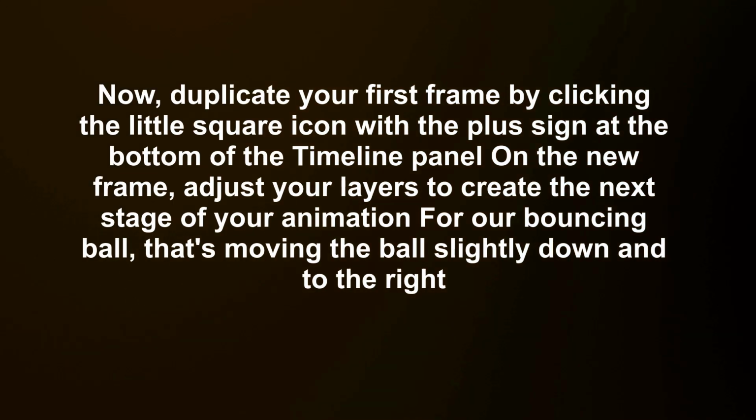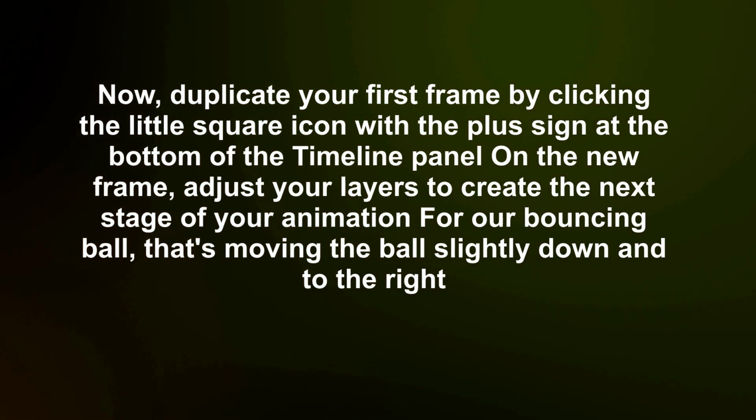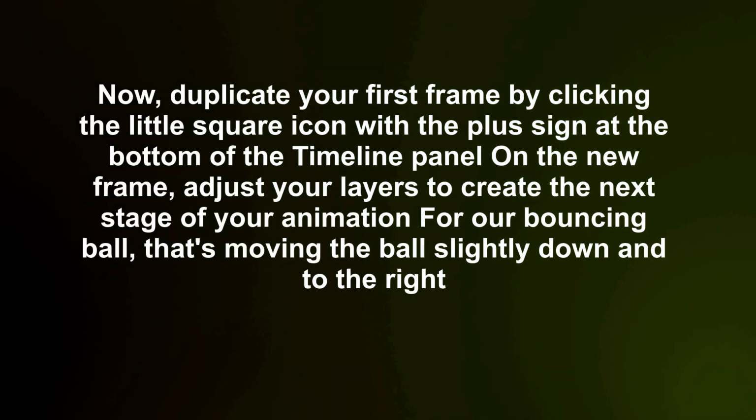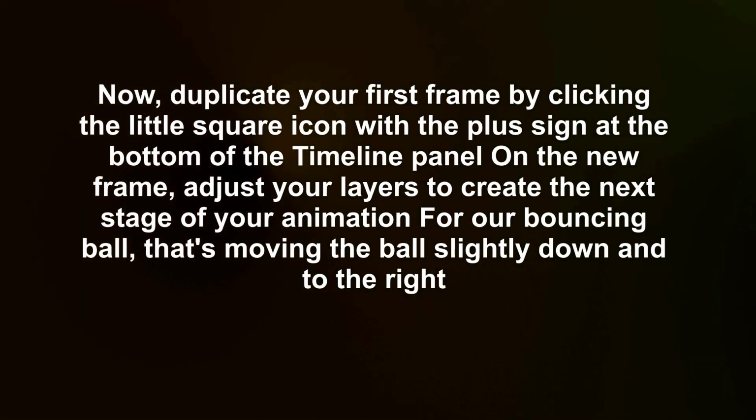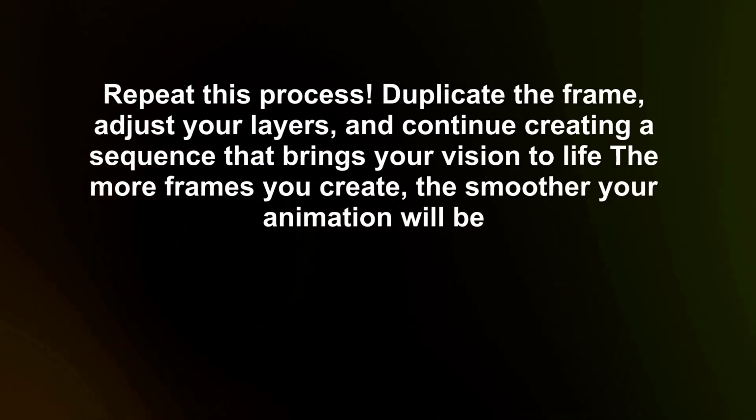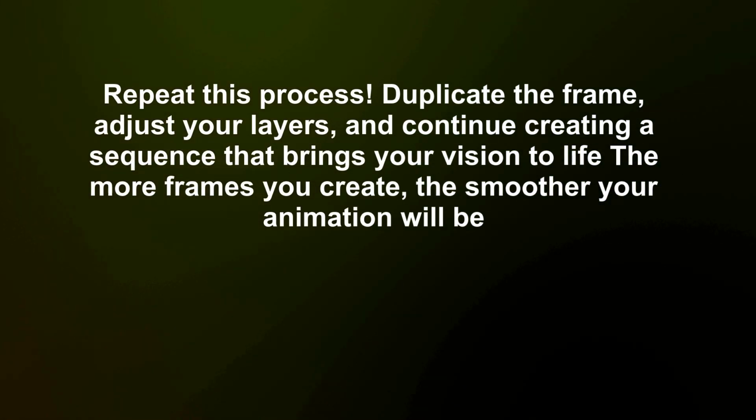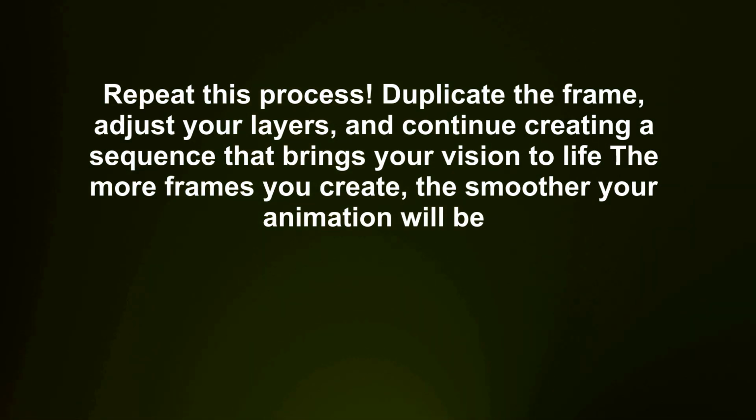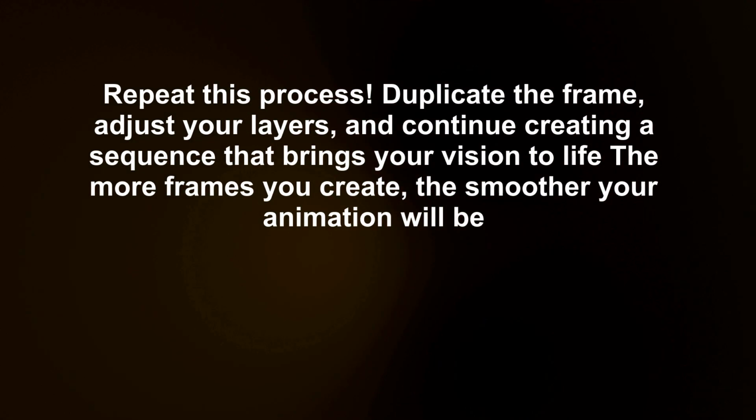Now, duplicate your first frame by clicking the little square icon with the plus sign at the bottom of the Timeline panel on the new frame. Adjust your layers to create the next stage of your animation for our bouncing ball. That's moving the ball slightly down and to the right. Repeat this process: duplicate the frame, adjust your layers, and continue creating a sequence that brings your vision to life. The more frames you create, the smoother your animation will be.